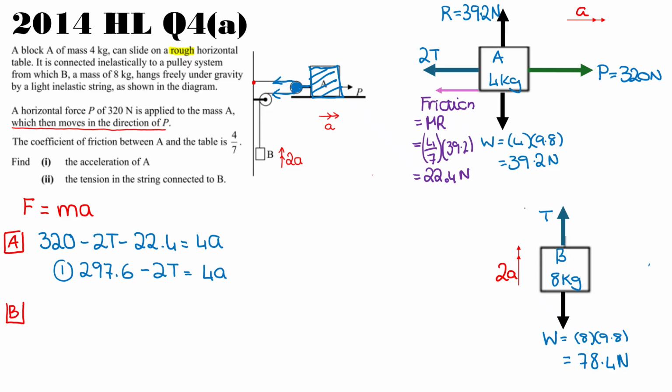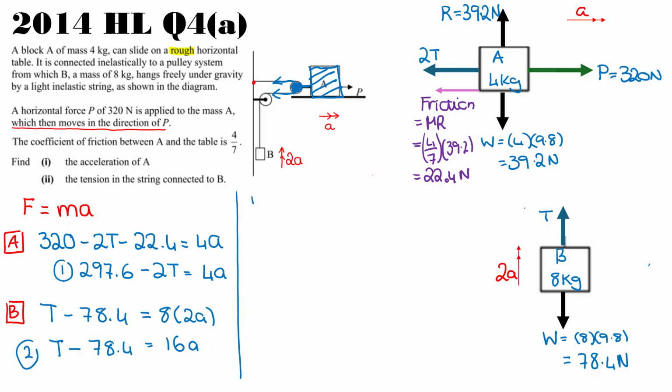We then have our second particle, particle B. Its motion is upwards, so anything upwards is positive, minus anything downwards is going to be our negative. Mass then is 8 times its acceleration, which is 2a. So you can see here, if you were just going ma, it'd be very easy to accidentally fill in a. While if you say mass times acceleration, that acceleration is 2a. So we now have T minus 78.4 is equal to 16a, and that becomes equation 2.